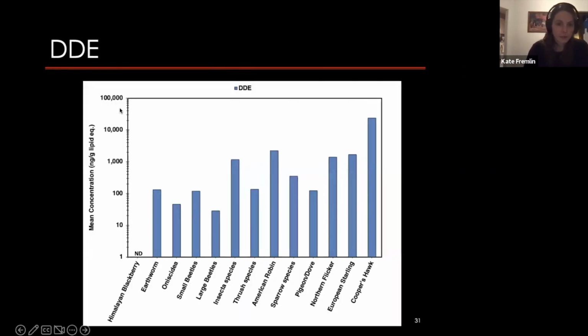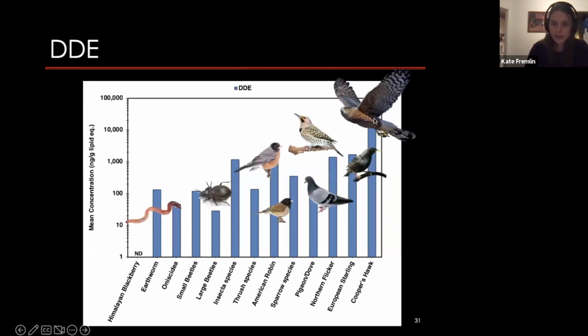So as I will point out here, the same sort of graph as I showed you earlier, the highest level is up to 100,000 nanograms. So we can see with our Cooper's hawk, it was higher than that PCB 153. So again, we see this strong trend of the concentrations going up as we go up the food chain here.